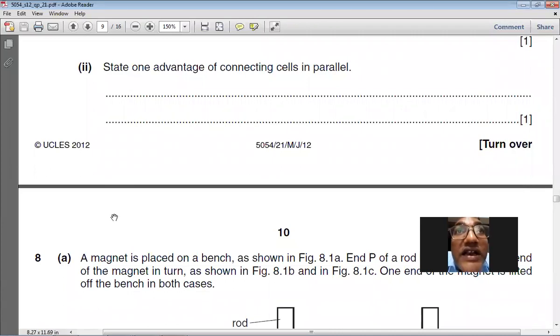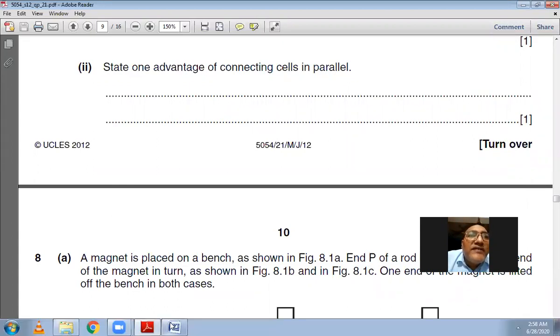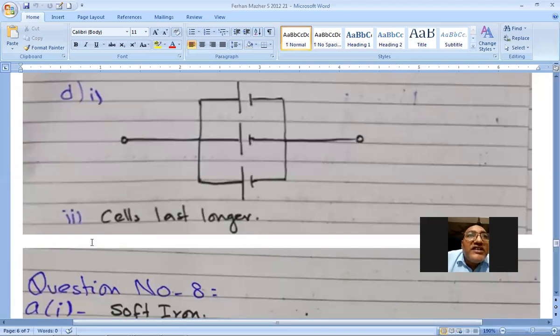State one advantage of connecting cells in parallel. When you connect the cells in parallel to each other, their life becomes longer, they last longer. If one of the cells dies, the other one will keep on providing the electric energy. So I have written the answer. You only have to give one advantage. Cells last longer.